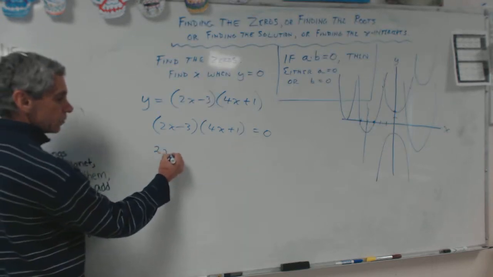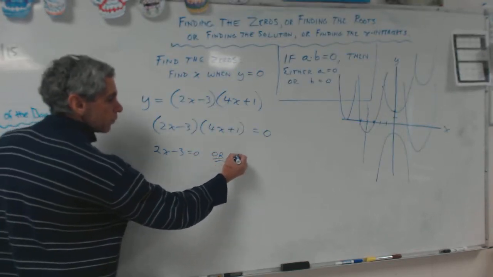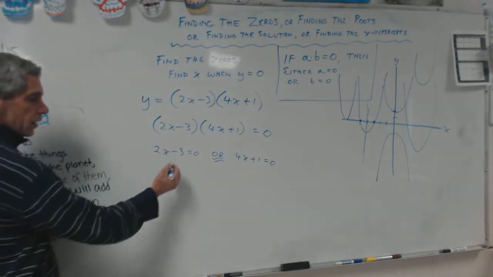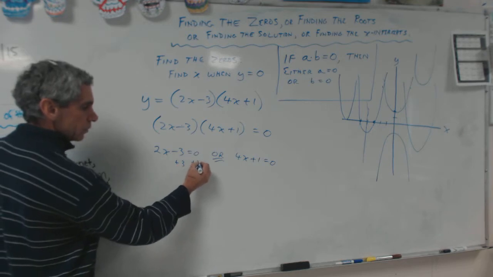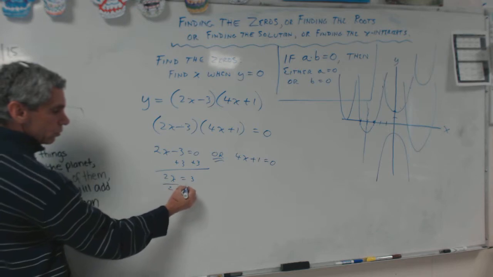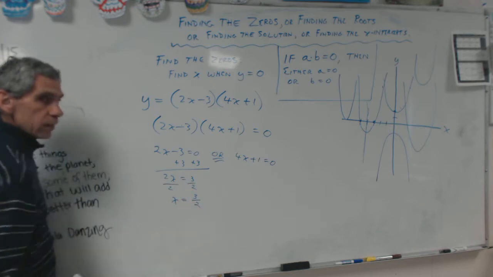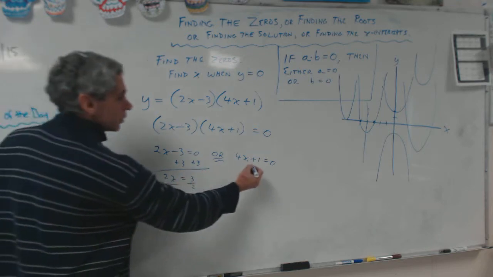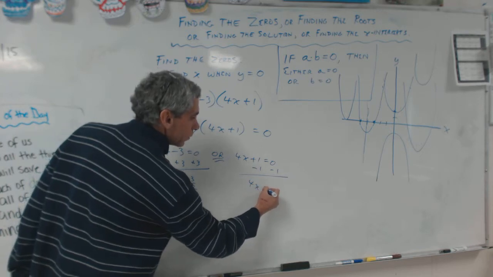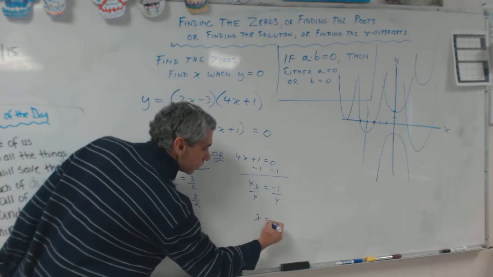So I write it that way. I write 2x minus 3 equals 0, or 4x plus 1 equals 0. Then I add my 3 to both sides. I've got 2x is equal to 3. I divide by 2. So I've got x is equal to 3 halves. So one of my zeros is at 3 halves. This one I subtract 1, I have 4x equals negative 1, divide by 4, x is equal to negative 1/4.